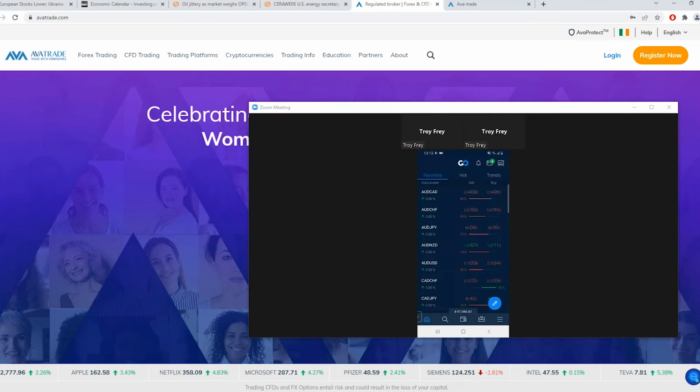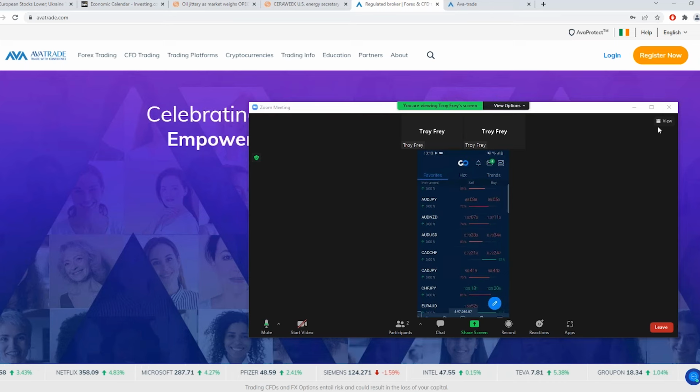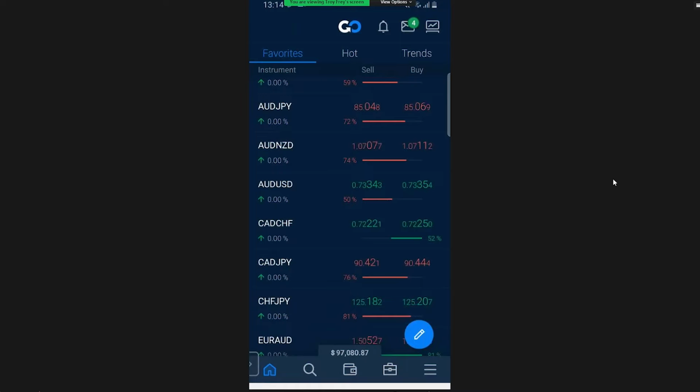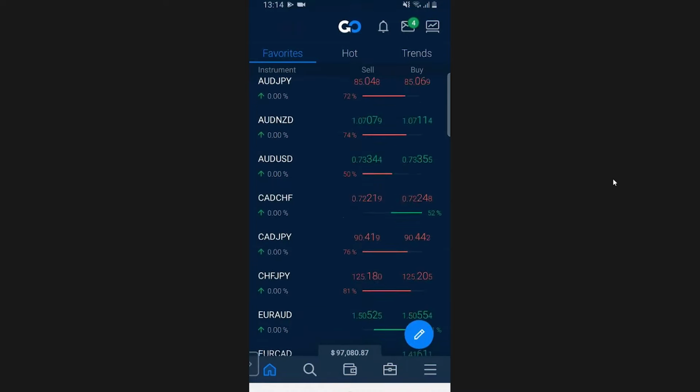So I'm going to expand the app first. And let's take a look at the mobile app, which I highly recommend you check out. We go to a full screen view. It's got technical analysis tools, fundamental analysis tools built right into the app, built right in.